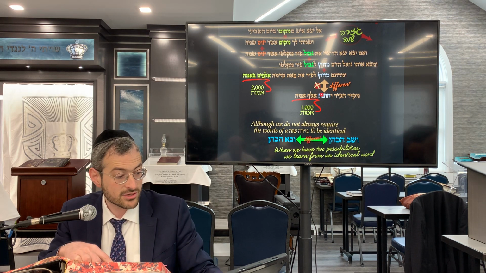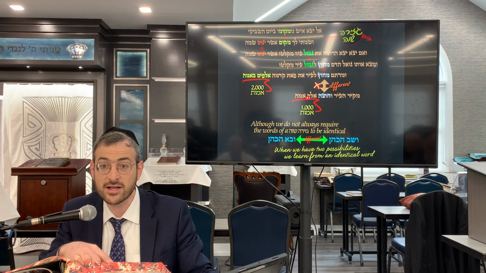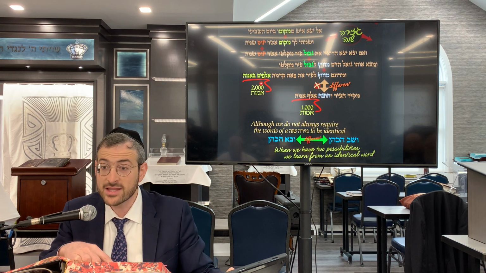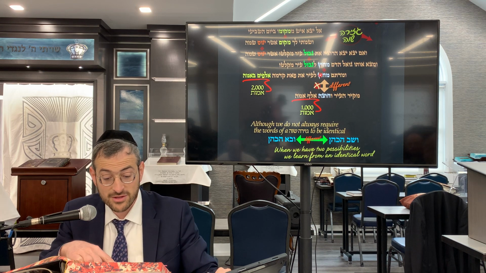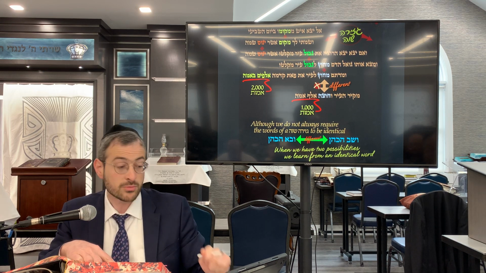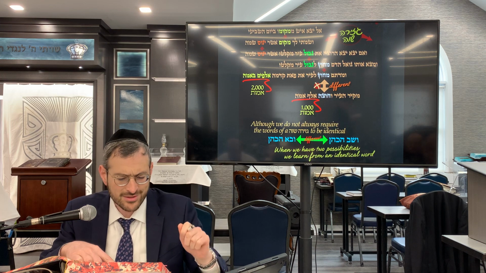Well, here it says "chutz", here it says "chutza"; here it says 2,000, here it says 1,000. Maybe learn from this pasuk that it's 1,000, not 2,000. So if you want to know, we learn "chutz" from "chutz", the same word. We learn not "chutz" from "chutza". Maybe don't learn "chutz" from "chutza". No, outside from outside.